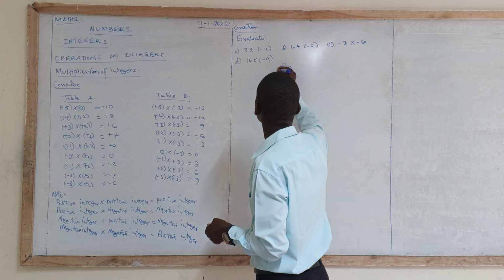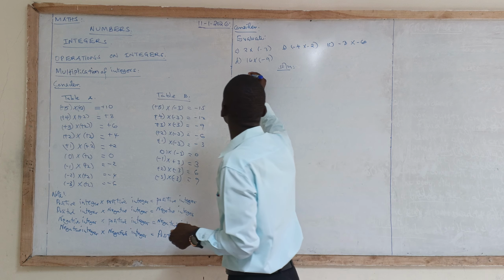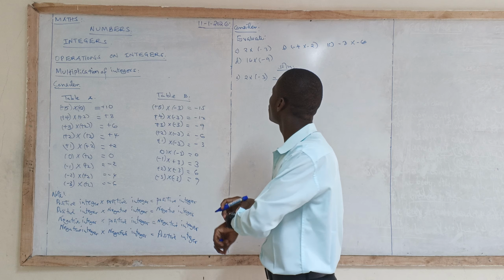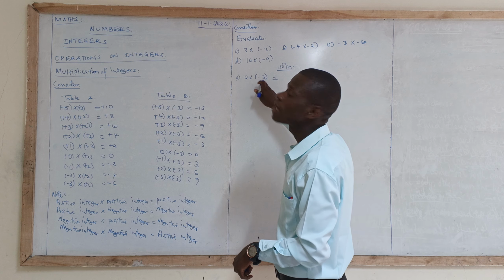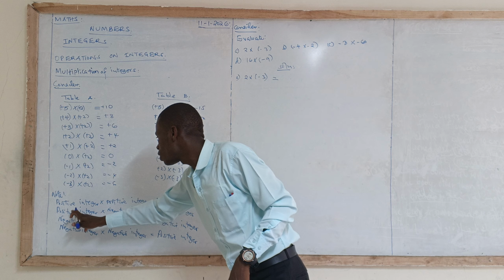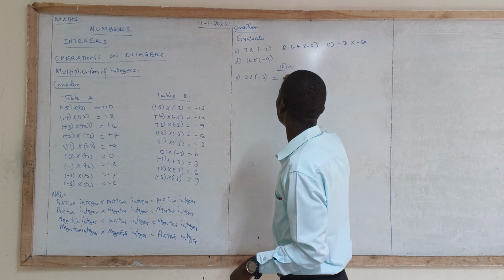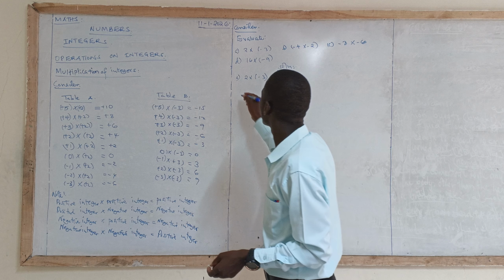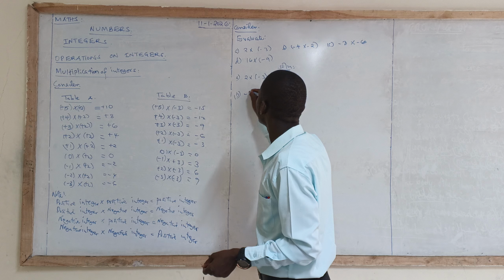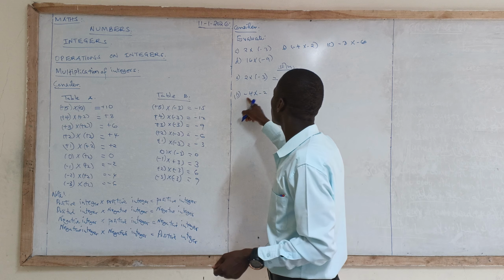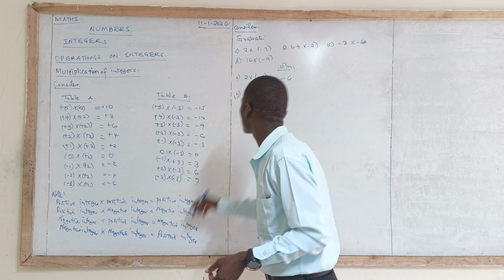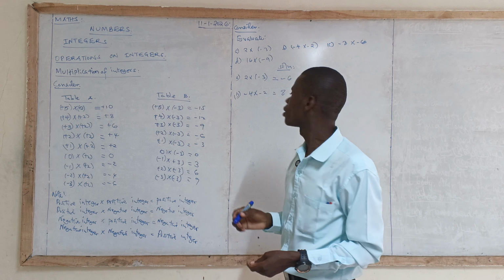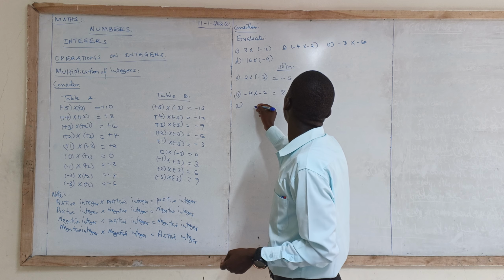Solution. 2 times negative 3. We know I'm multiplying a positive number times a negative number. Positive, negative, negative. I know the answer will be negative. Then I multiply 2 times 3, 6. Negative 6. As simple as that. B, what do you have? Negative 4 times negative 2. Negative, negative, positive. The answer will be positive. I just multiply 4 times 2, that is 8. Simple.